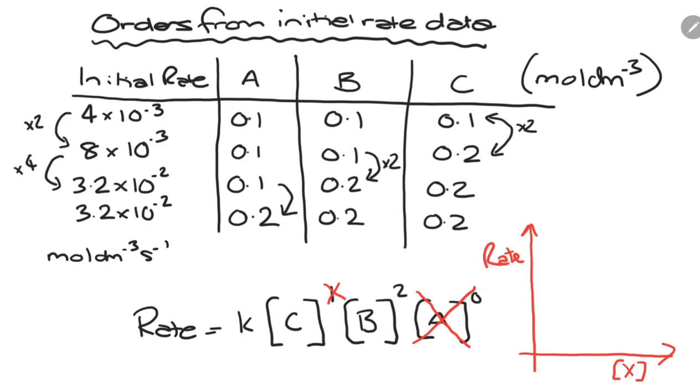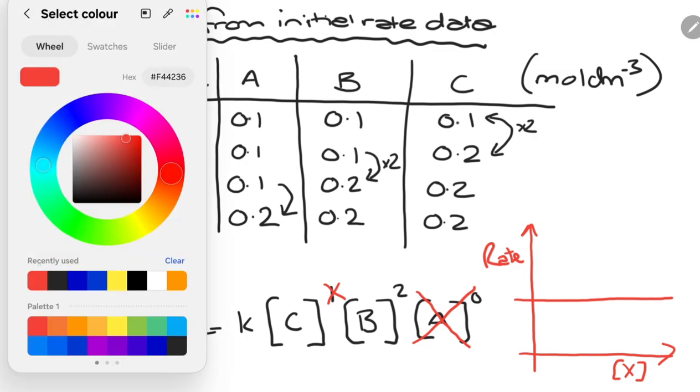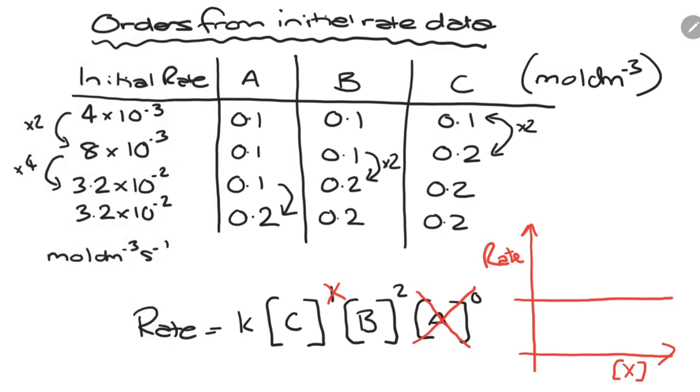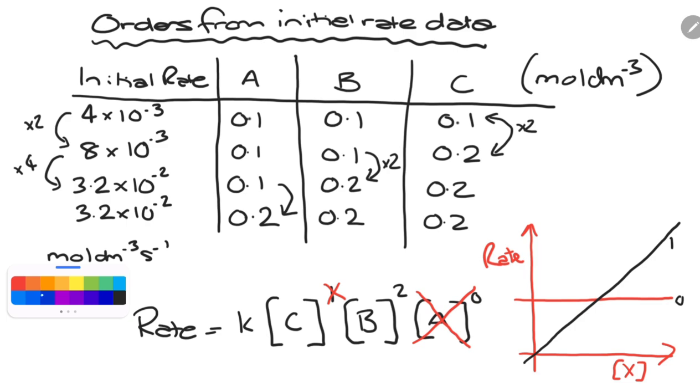0 order reaction, we have a horizontal line because there is no variation in rate with respect to concentration. If we were to plot the first order one, in this situation the concentration of C, we would see a straight line going through the origin, indicating directly proportional, and a first order reaction. So this would be first order, this would be zero order, and if we plotted a second order reaction, the rate would go much more steeply and would be curved, showing us graphically that we've got a second order reaction as well.